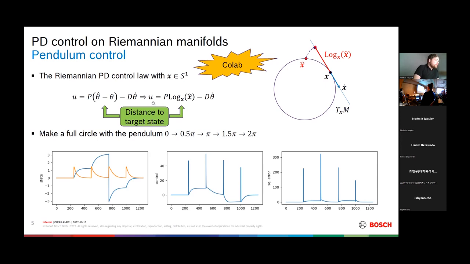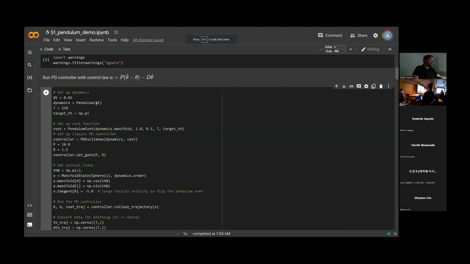And the controller itself, how it looks like: this is the previous case. On the left side, you can see what we used before. And on the right side, this is what I propose to use. The only thing that we changed here is the distance measure to the target state, which will now be the logarithmic map. If I replace that, then this is going to be a well-defined distance measure at any point on the manifold. And I created a small demo for you, and we can check if this indeed works.